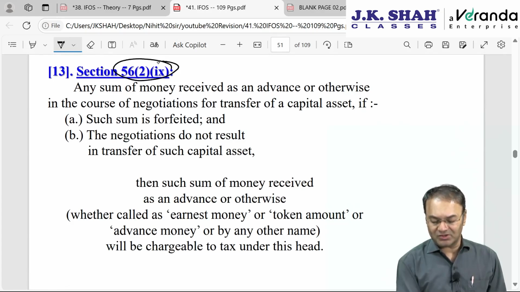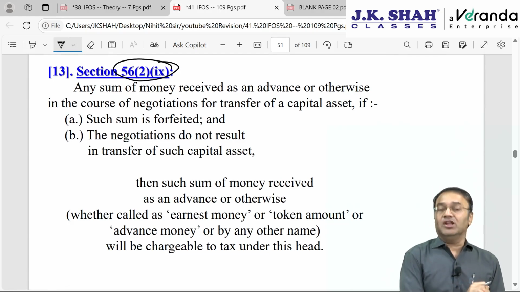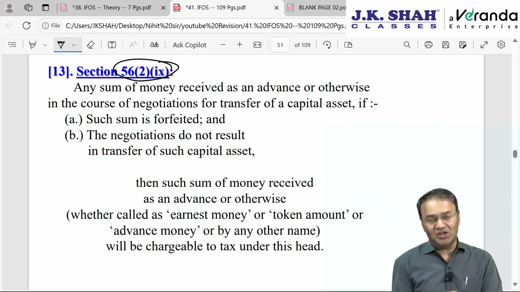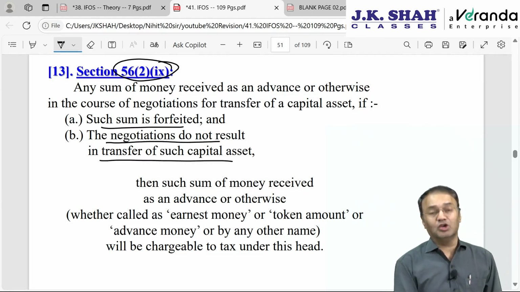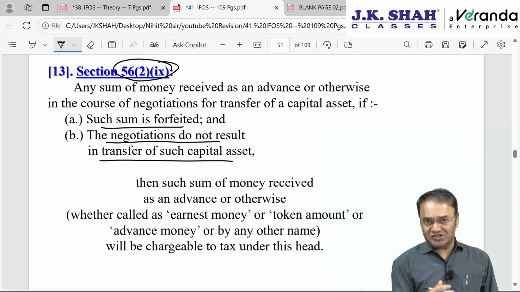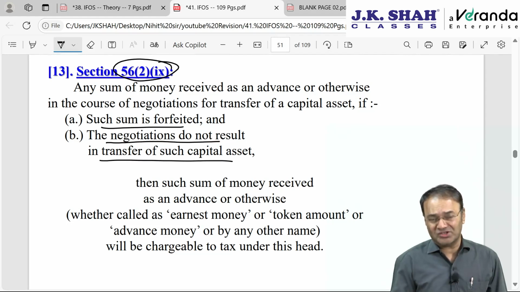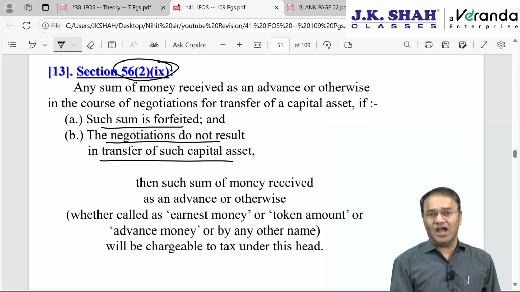Then section 56(2)(ix), something pertaining to the capital gain chapter. In the capital gain chapter, if you recollect, advance money is received for sale of any asset, movable or immovable. Such advance is forfeited and negotiations do not result in transfer of the capital asset to the same person, then the advance forfeited will now be 100% taxable in the year of forfeiture. It will be taxable under the head IFOS.